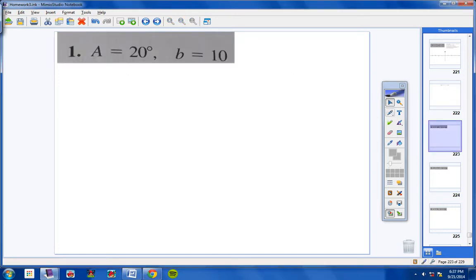Let's take a look at number 1. We're going to solve the right triangle. Let's go ahead and draw our triangle here. It does not have to be drawn to scale, please remember that. We'll call this angle A, this C, and this B. So side B is 10. Angle A is 20, and of course we know this is 90.